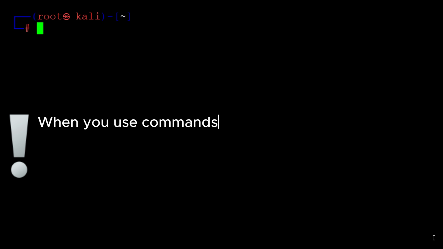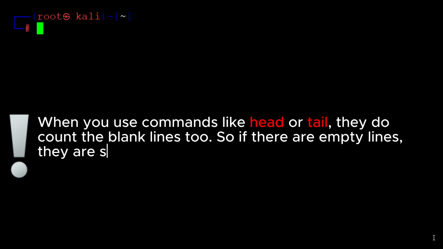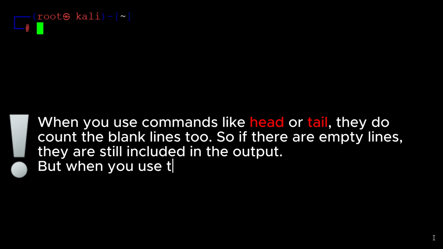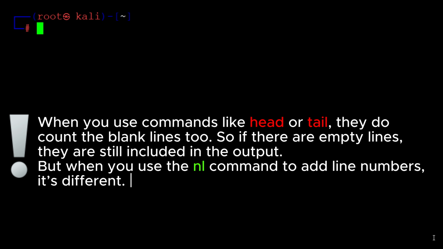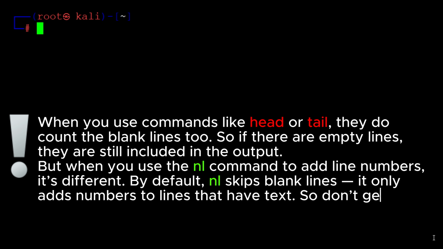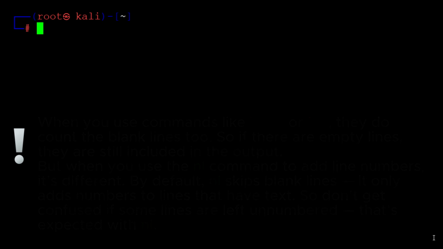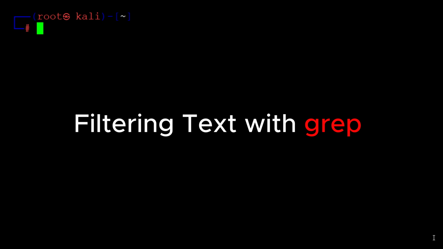Quick note here, when you use commands like head or tail, they do count the blank lines too, so if there are empty lines, they are still included in the output. But when you use the nl command to add line numbers, it's different. By default, nl skips blank lines, it only adds numbers to lines that have text, so don't get confused if some lines are left unnumbered. That's expected with nl. Filtering text with grep.